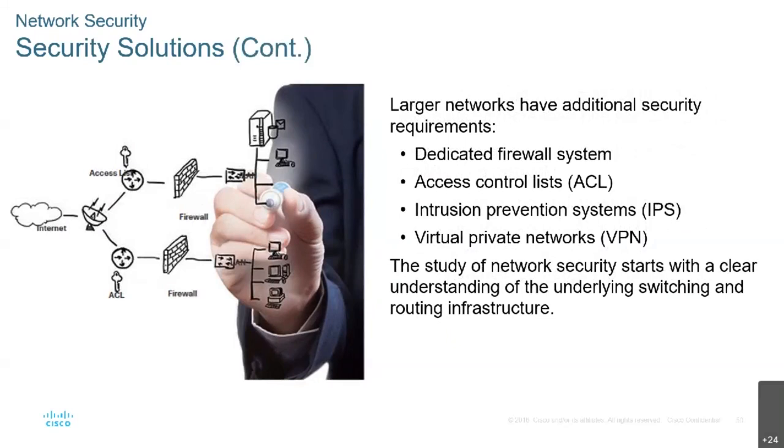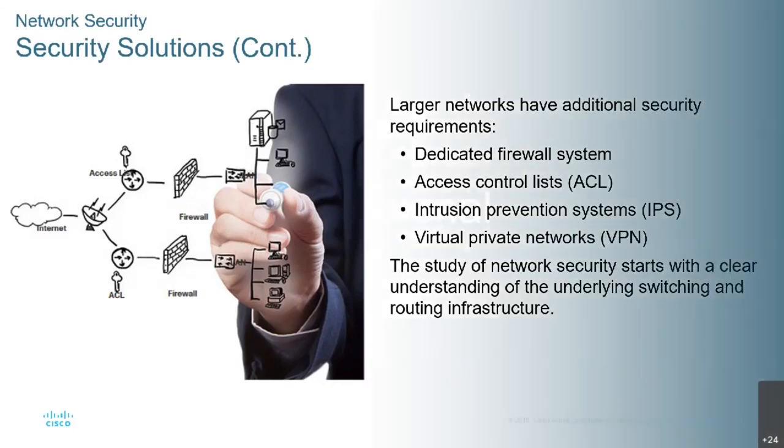You should have a dedicated firewall system. You should have an access control list. What is an access control list? Unfortunately, you will not learn this in CCNA 1. This is something you will learn in CCNA 2 and 3. You should have an intrusion prevention system. You should have a VPN, a virtual private network. These are some of the solutions that you can implement.